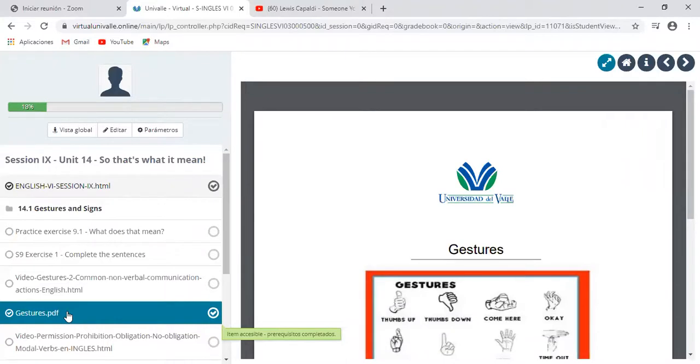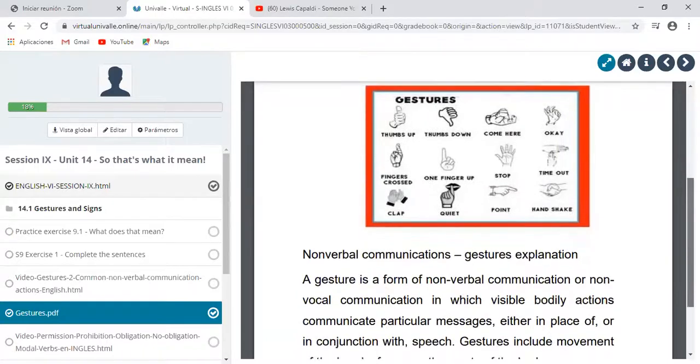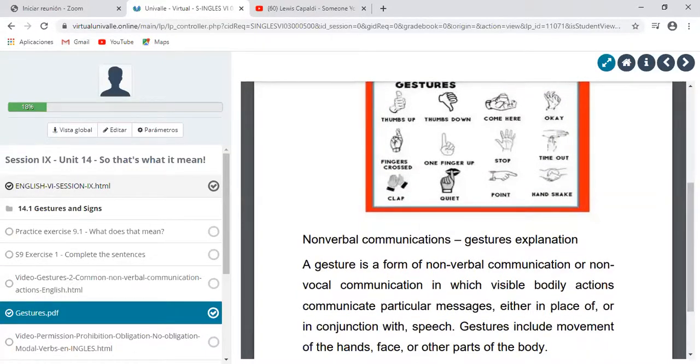And when we talk about nonverbal communication, we refer to gestures. Gestures are a form of nonverbal or non-vocal communication, in which visible bodily actions communicate particular messages either in place of or in conjunction with speech. Gestures include movement of the hands, face, or other parts of the body, okay?